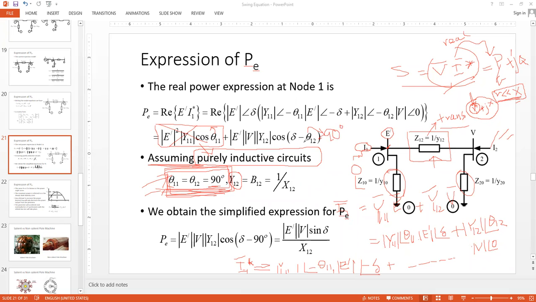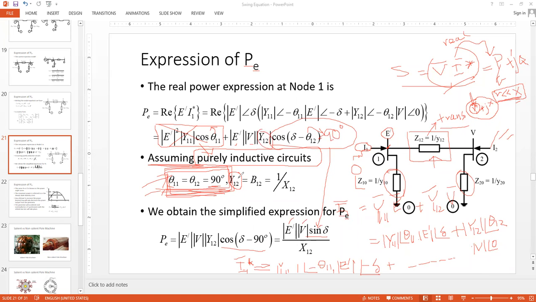Cosine theta delta minus 90 gives you sine delta, isn't it? Yes, sir. Cosine theta minus 90 gives you sine delta. So this becomes sine delta. This is E prime V.